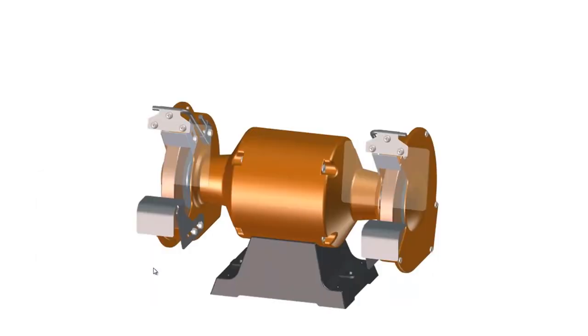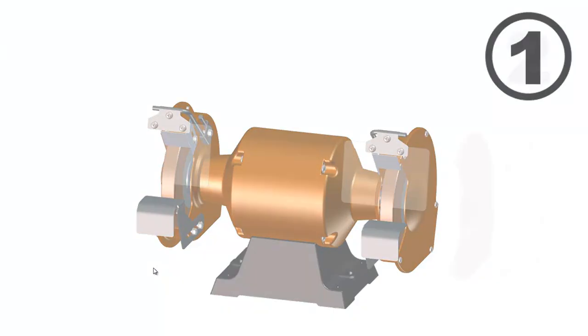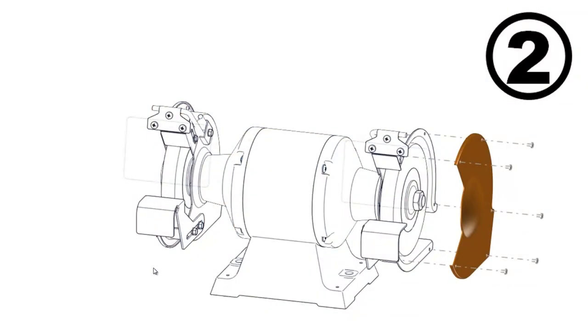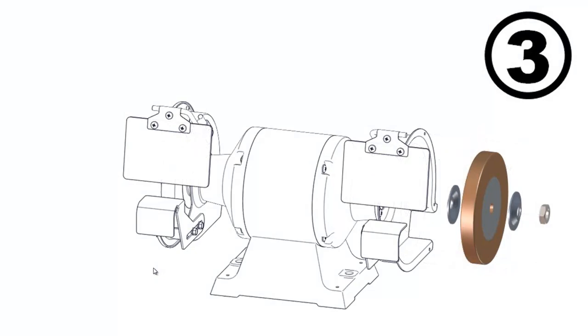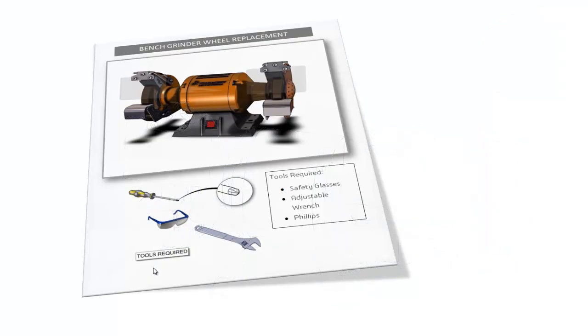In this demonstration, let's imagine that we need to document the disassembly procedure of this bench grinder assembly so the user can replace the wheel. We'll use Composer to generate all the high-quality images that we'll need and then publish that out into a final Word document. To demonstrate the typical workflow in SolidWorks Composer, I'll break the demo into 3 segments.